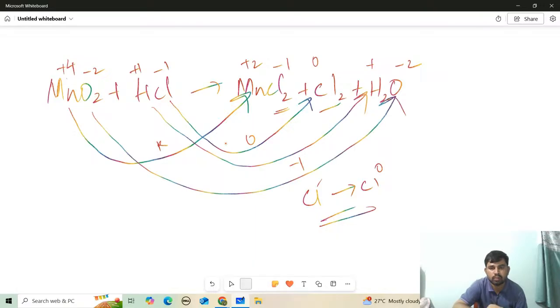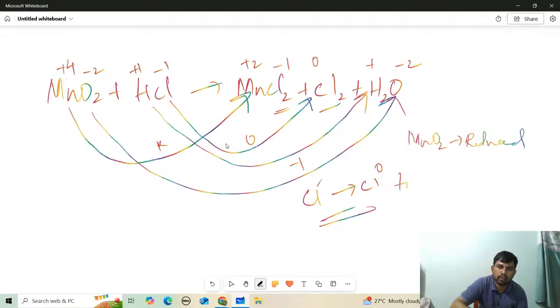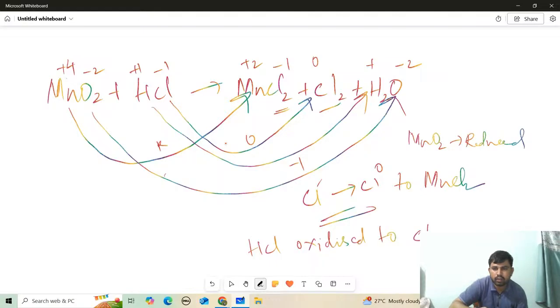No change. So I can write MnO2 reduced towards MnCl2. Similarly, I can write HCl oxidized to Cl2. Remember, okay. So these kinds of things will be there. Be careful and see the equation, then where to where.